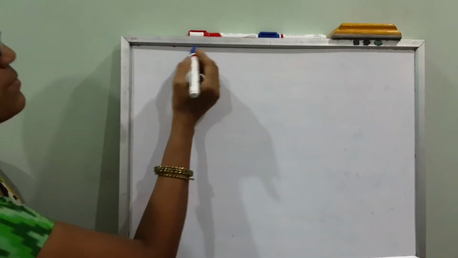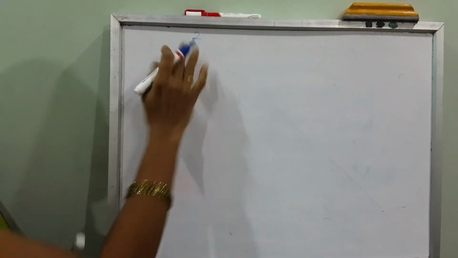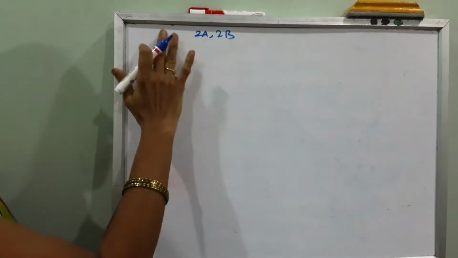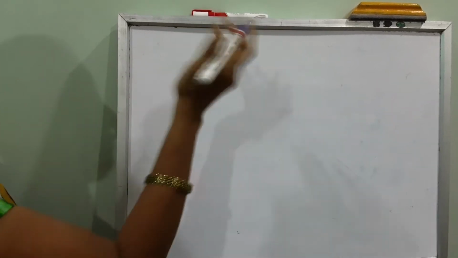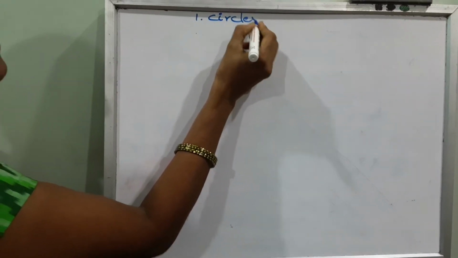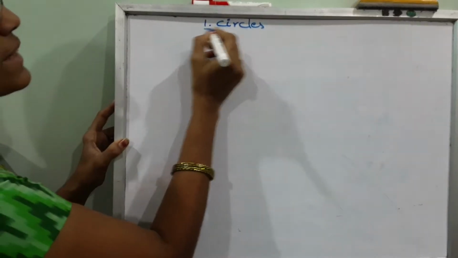You know that for second year there are 2A and 2B, for mathematics. Today we will discuss about 2A. In 2A, the first chapter is circles. In circles, the weightage is 2 marks.